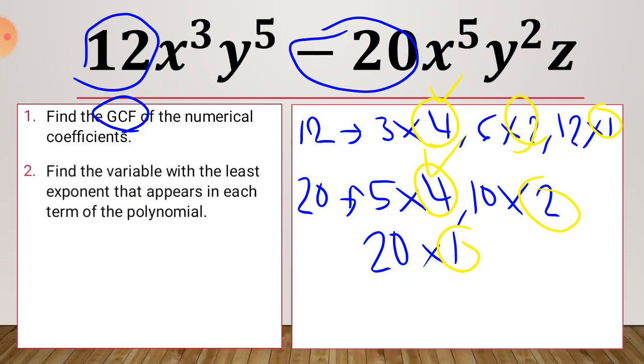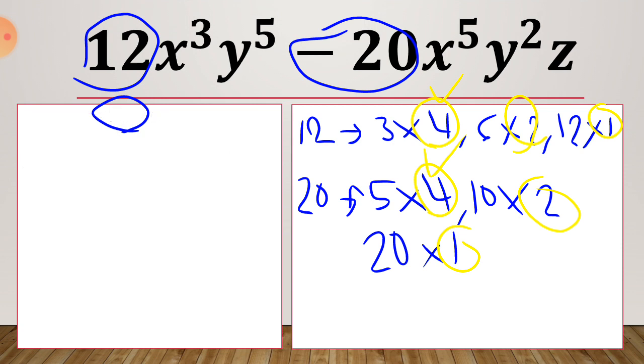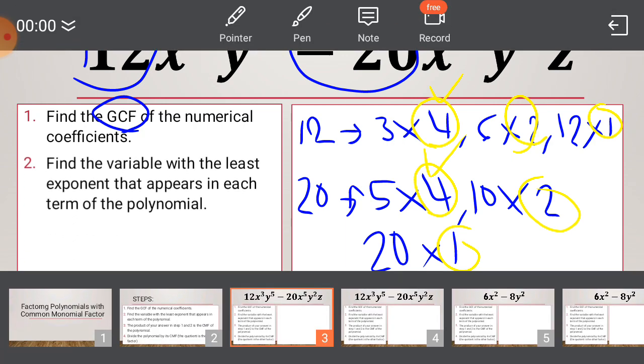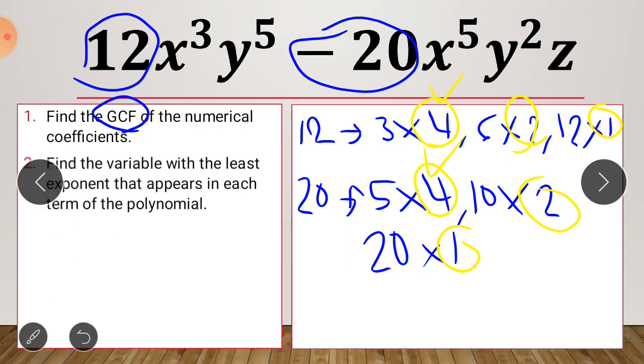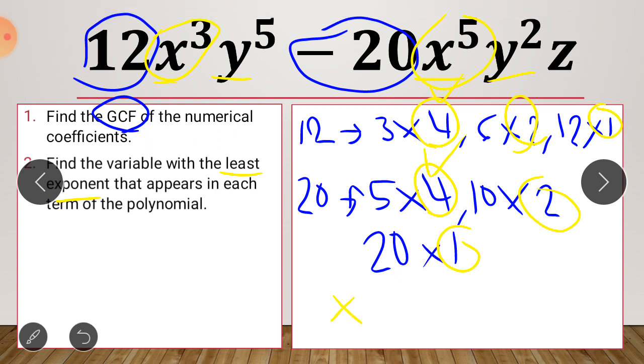step is to find the variable with the least exponent that appears in each term of the polynomial. Okay, so we have here the common variables. The common variables are x and y; they both have x, they both have y. Now we're going to choose the variable with the least exponent. In x, we have x cubed and x raised to 5. So the one with the least exponent is x cubed, right? For y, we have y raised to 5 and y squared. So the one with the least exponent is y squared.